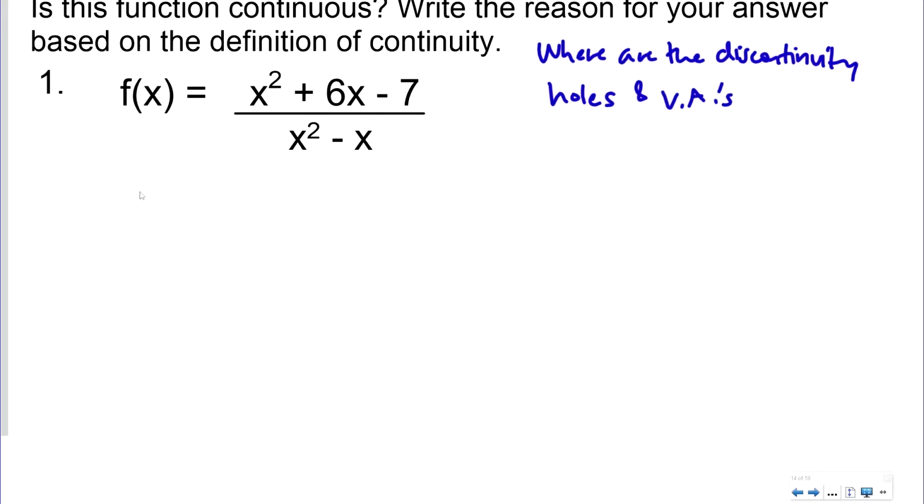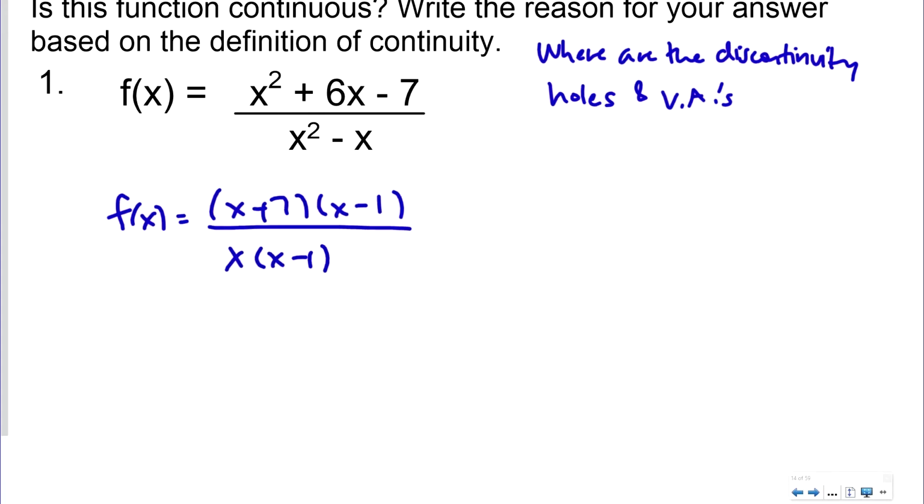So how do we do that? Well, first we're going to factor this. Okay, then whatever's on the top and bottom, the factors that are the same, we kill. Those are the holes, so we set that equal to 0. So this is going to be where our hole is. And then anything else on the bottom, we set equal to 0, and that's going to be our vertical asymptote. So this curve has a hole at x equals 1 and a vertical asymptote at x equals 0. So for sure, it does have some discontinuities.